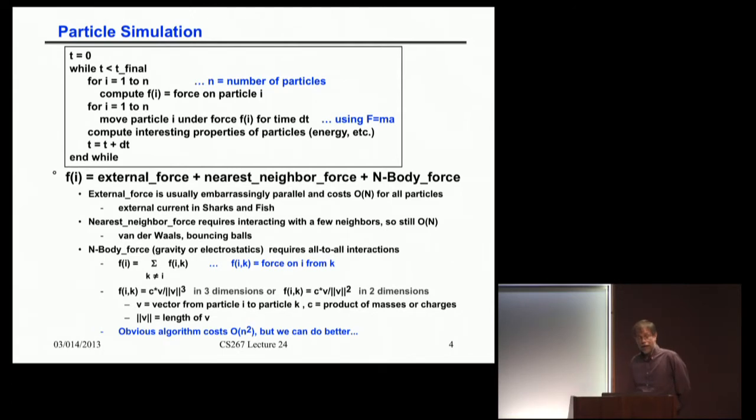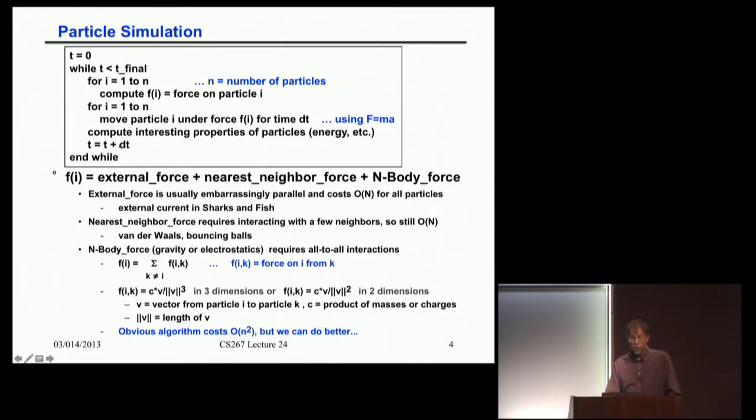So just to remind you what a particle simulation looks like, I have a bunch of particles numbered from 1 through n, and I'm going to have a bunch of time steps. I want to start at time t equals 0 and get to a final time. So at every time step, I'm going to compute the force on each particle, i going from 1 to n, and then I'm going to take a little time step and use that force to move the particle a little ways. And that's just using F equals ma in the usual way. And then I'll compute some interesting property of all the particles, and then I'll update the time step.